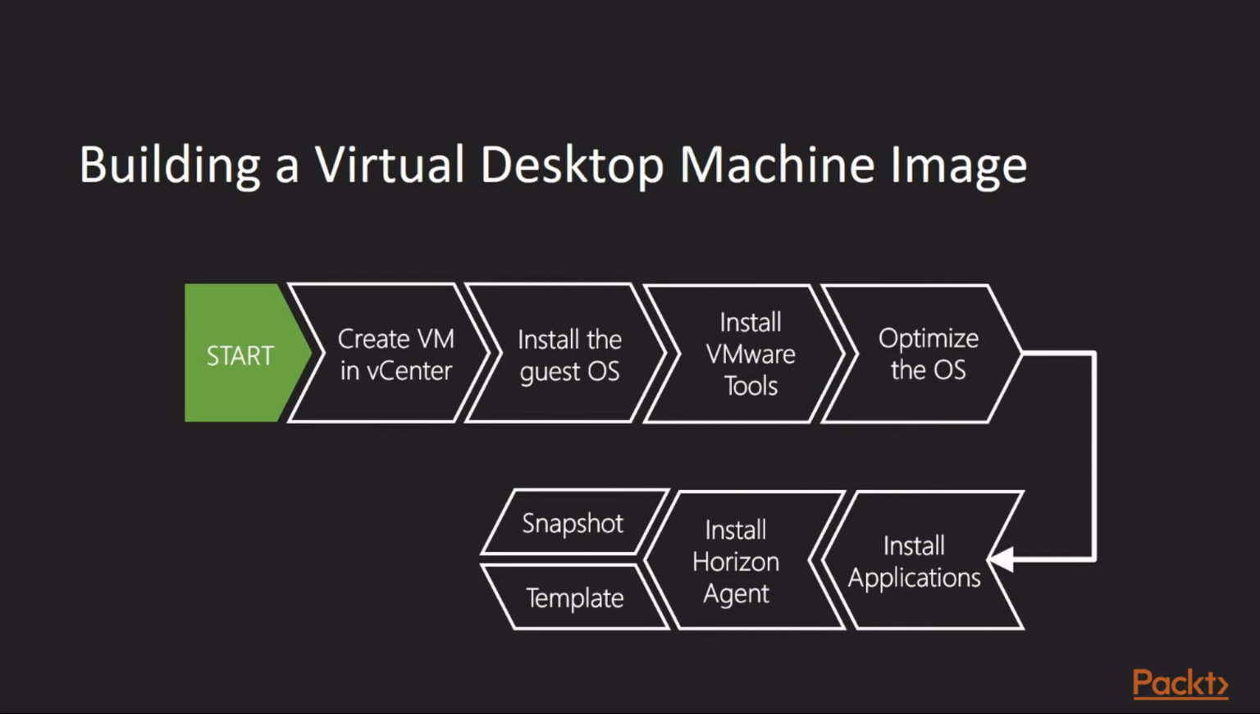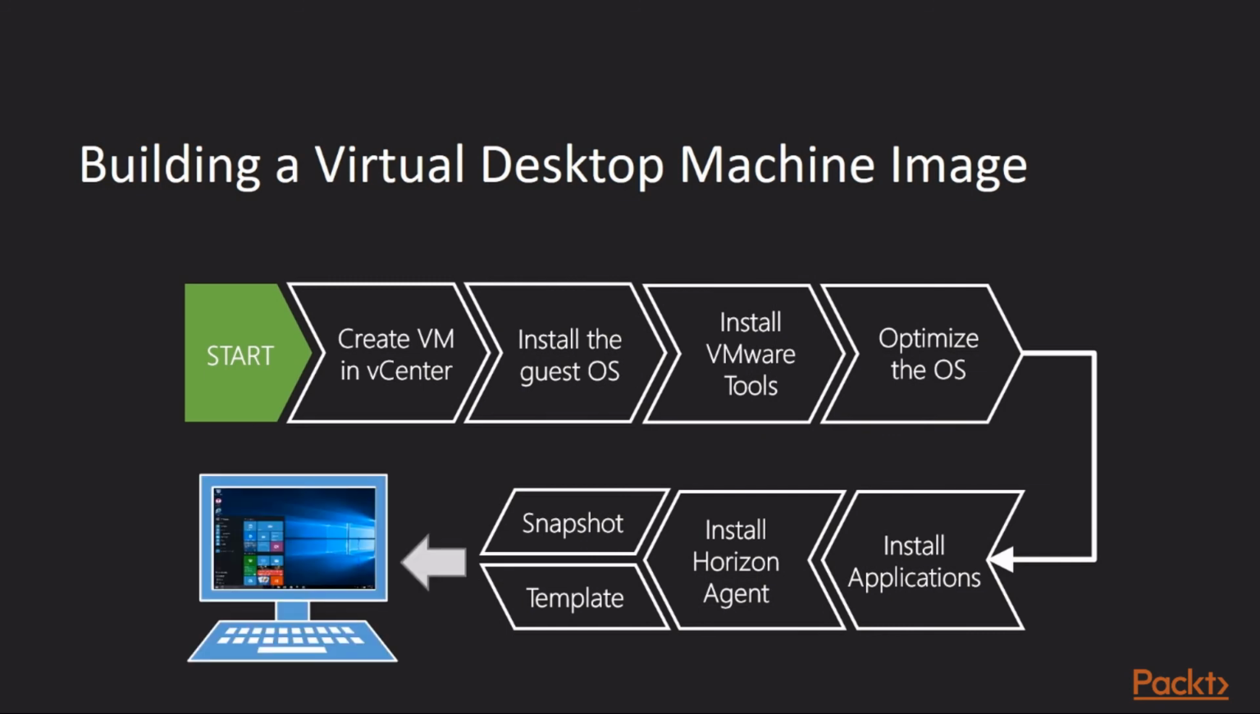At this stage, we are either going to take a snapshot, used for linked clones, instant clones, or we're going to create a template of the virtual desktop machine for full clones. The desktop is now ready for delivery to the end users. So now we can go ahead and start to build our virtual desktop machines.